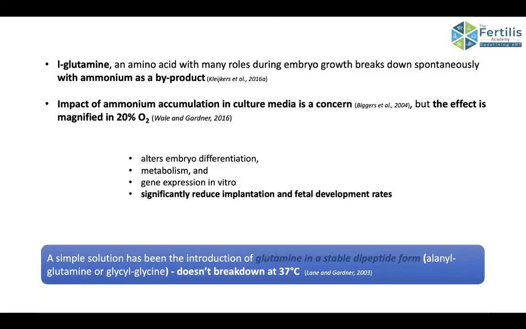So what was designed in place of L-glutamine? A simple solution was the introduction of glutamine in a stable dipeptide form, that is alanyl-glutamine or glycyl-glutamine. It does not break down at 37 degrees. So when we replaced L-glutamine with glutamine in a stable dipeptide form, things got solved. Ammonium buildup was much lower, and all the bad effects of ammonia, such as the bad effect on gene expression, the bad effect on metabolism, and decreased implantation rates, were not seen.